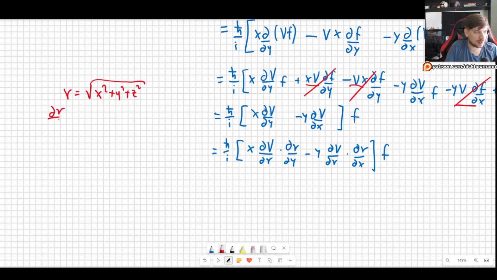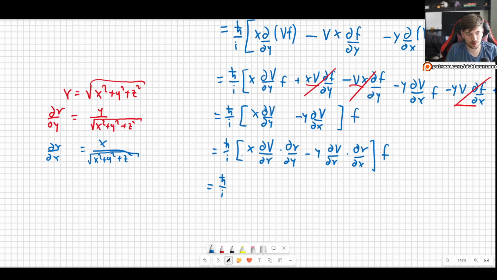So dr dy is going to be 2y divided by 2 times the square root of the exact same thing. And well, I guess the 2's cancel out, so we can just remove them. And similarly, dr dx is going to be x over the square root of x squared plus y squared plus z squared. And we can now plug it back in. And we can also factor out this dv dr, right? It commutes with x and y, so there's no problem there.